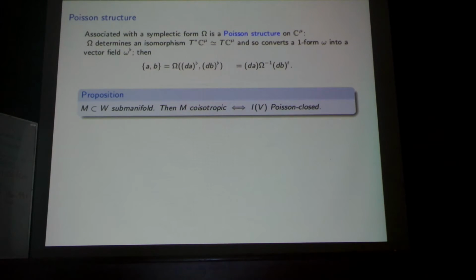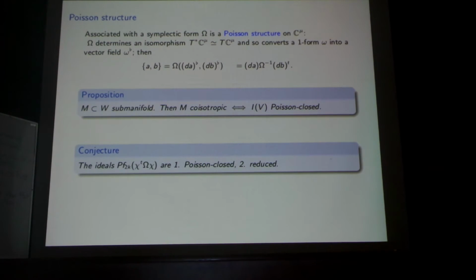Oh, sorry, this says I of V. This should say I of M, where the ideal of functions vanishing on the submanifold is Poisson closed. So V here means M. That's a very well-known statement I won't go into.